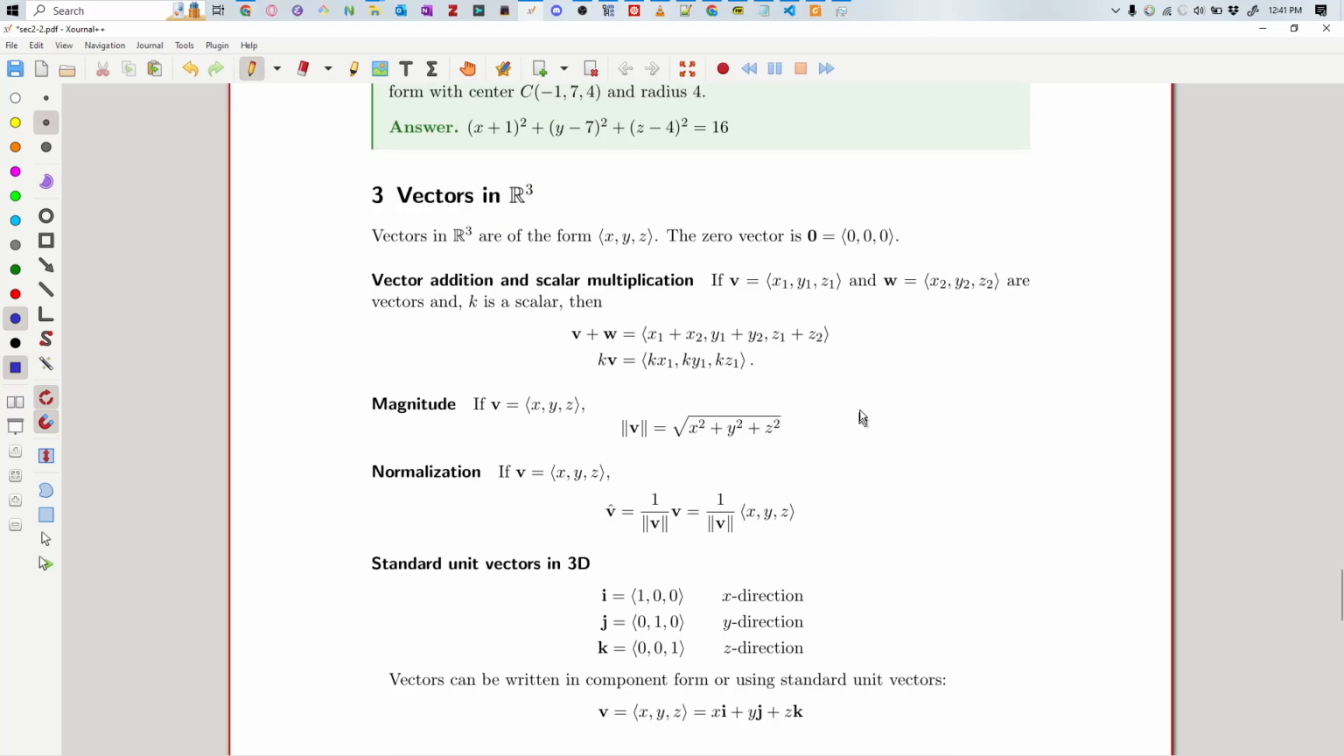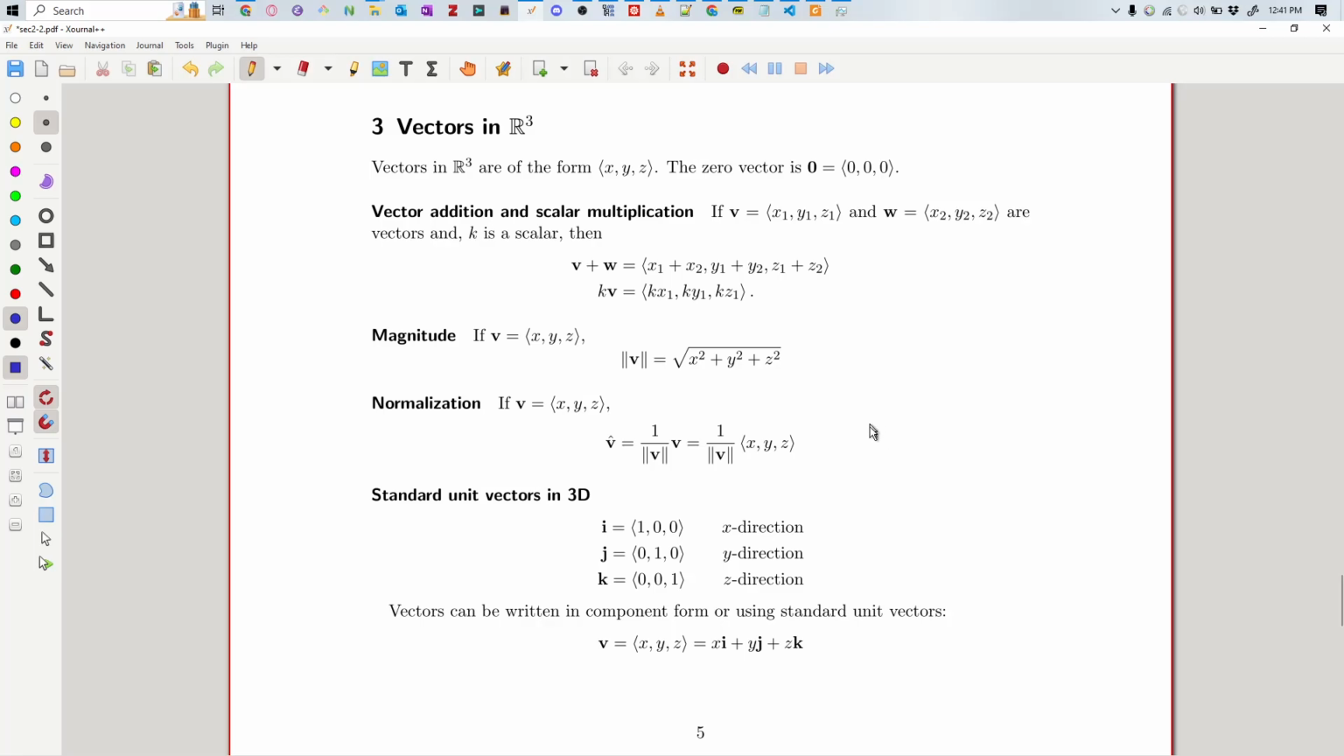Next, vectors in 3 dimensions. So previously we discussed vectors in 2 dimensions, and now we're just upping a dimension. All of the notions are analogous to 2 dimensions. So a vector in 3 dimensions looks like this. We just have an extra component. The 0 vector looks like this.